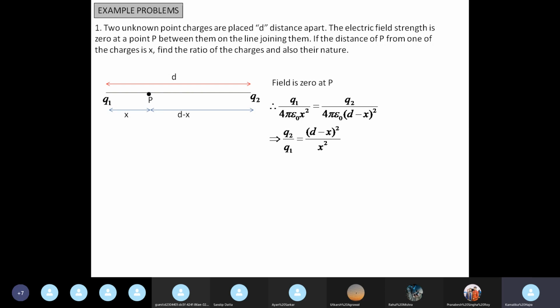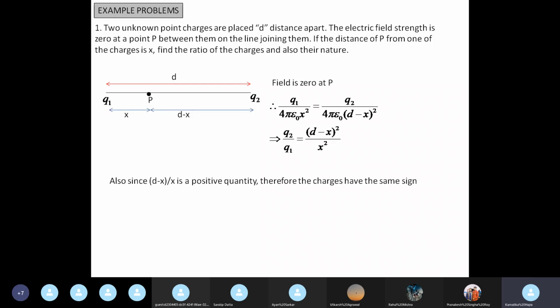And you have been asked to find the nature of the charges. How will you find the nature of the charges? Whether they are of the same sign or of opposite sign. See, since d is greater than x, you can see that (d minus x) by x is a positive quantity.